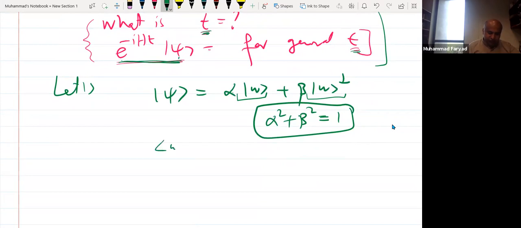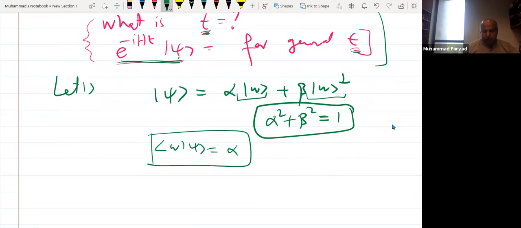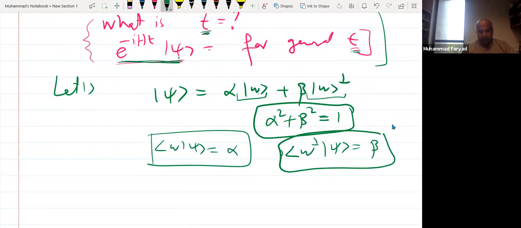Okay, and by the way, from here you can quickly see that if I take its inner product with omega, I should get alpha, because when omega comes from left, omega with omega is 1, so alpha, and omega with omega perpendicular is 0, so this term is gone. Similarly, inner product with omega perpendicular of psi is beta. So these are the things that we might need later on.